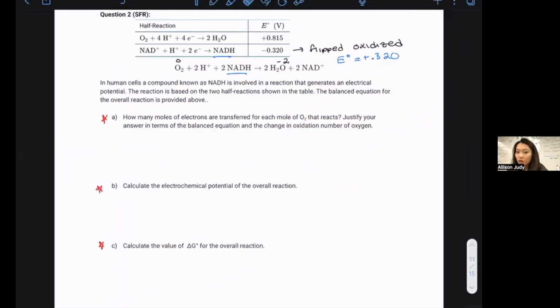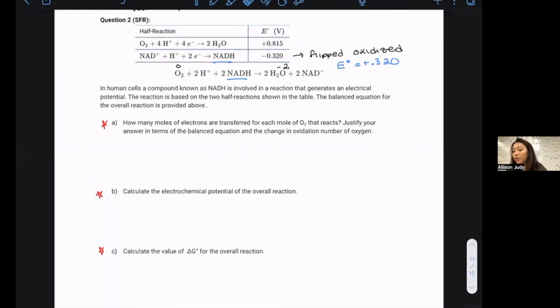So, all right, let's go ahead and look at short FRQ question number 2 on page 11, AP question. We're given 2 half reactions, and we're given the prompt that in human cells, a compound known as NADH is involved in a reaction that generates an electrical potential. The reaction is based on the 2 half reactions shown above, and the balanced equation is provided.